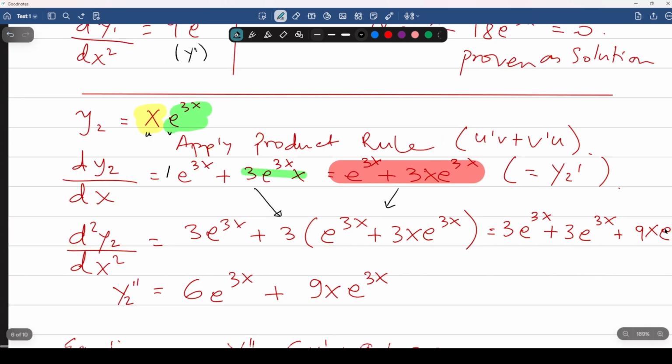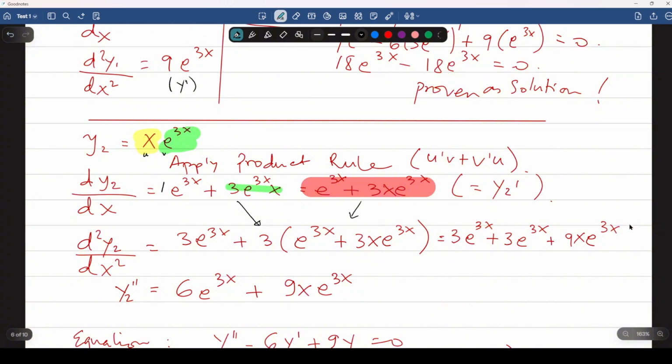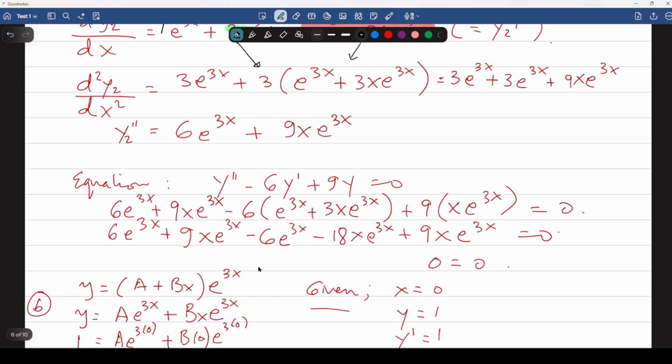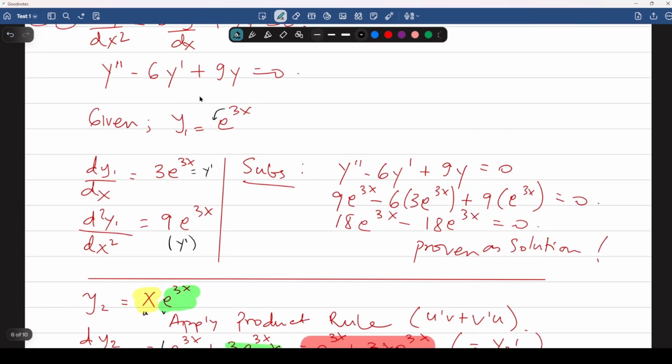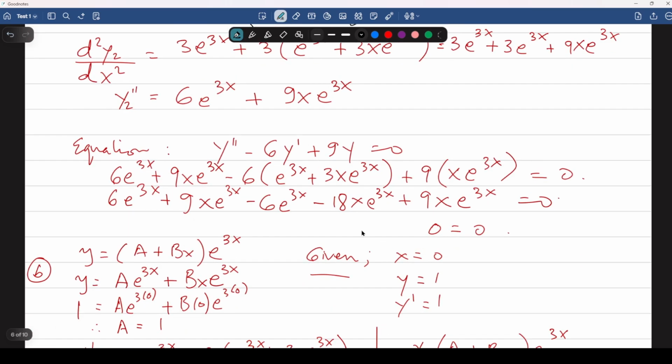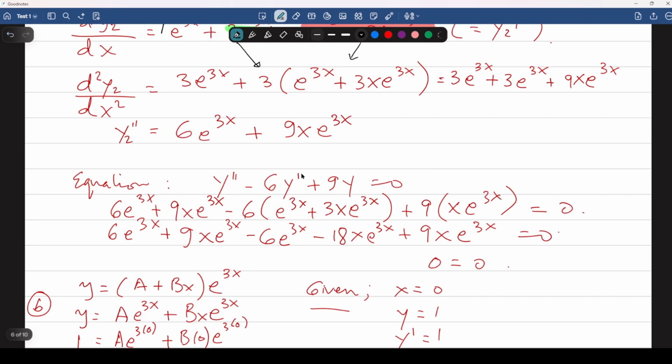Record first, 9x e to the 3x. So the total we have 6e to the 3x plus 9x e to the 3x for the second derivative, for y2. Just like before, the original equation was y double prime minus 6y prime plus 9y equals 0, and then substitute the whole thing. y double prime will be this whole thing here.